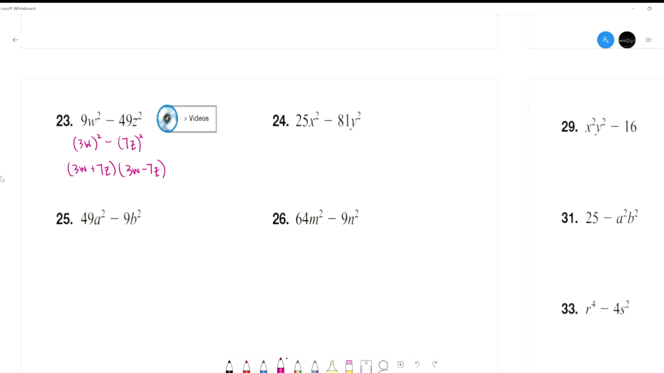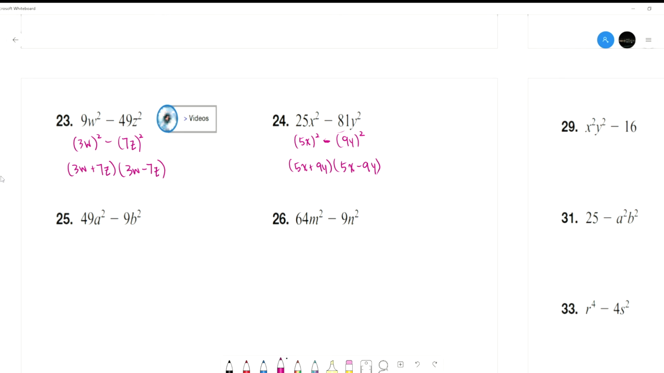24. That's 25x squared minus 81y squared. So two terms, and this is a subtraction problem. No GCF, right? So that means I'm going to take a look here at the 25x squared, which gives us (5x) squared, minus 81y squared, now that's (9y) squared, right? So difference of squares gives us 5x plus 9y times 5x minus 9y. Right? Not too bad.